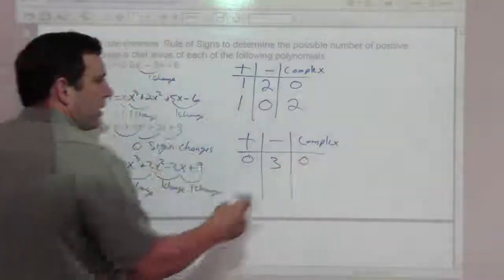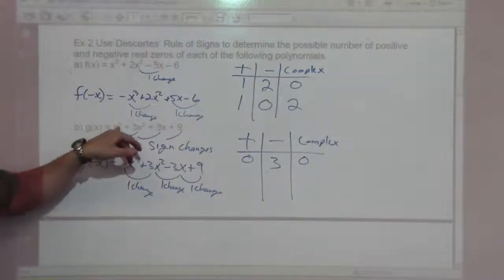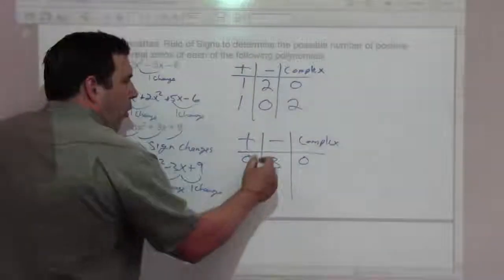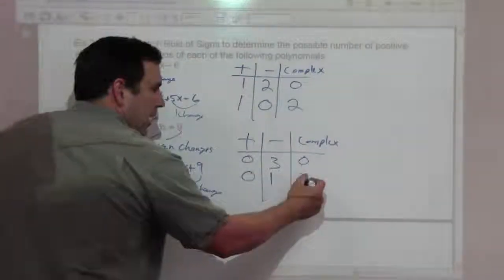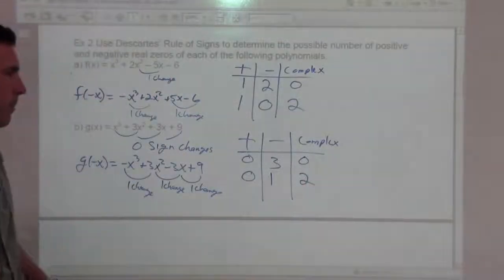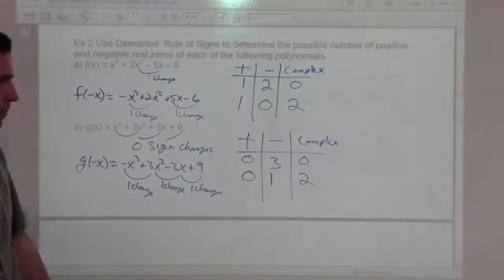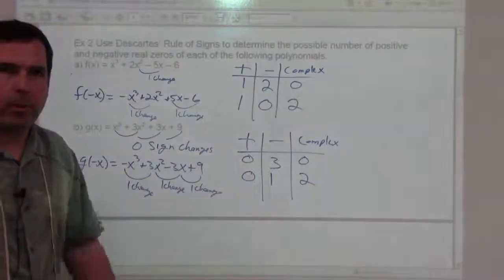Then 0 complex. And why do I stop there with 0? Because it's cubed, so we have 3 zeros. Some may be duplicates. Or 0 positive, 1 negative, you go down by 2, and 2 complex. Either way, I'm not going to look for any positives, I'm going to look for negatives. Now, this being a cubic, I'd find the first negative, and then I use the quadratic formula for the rest of it.